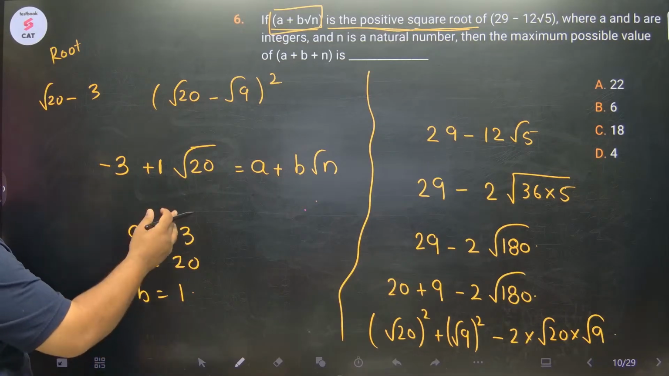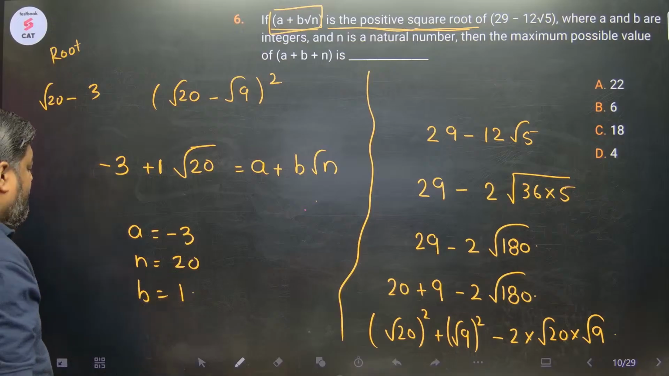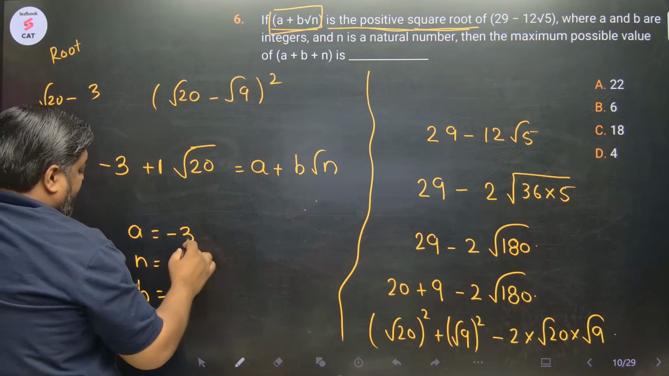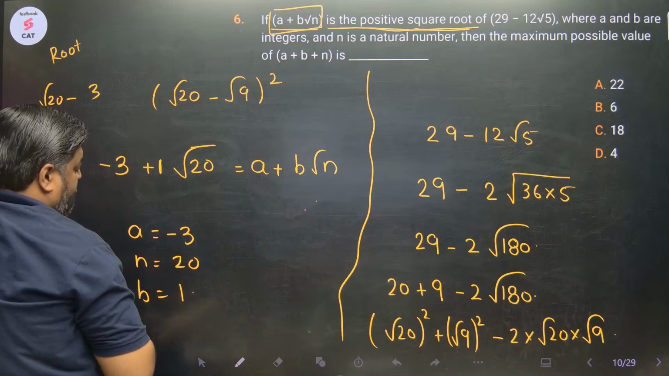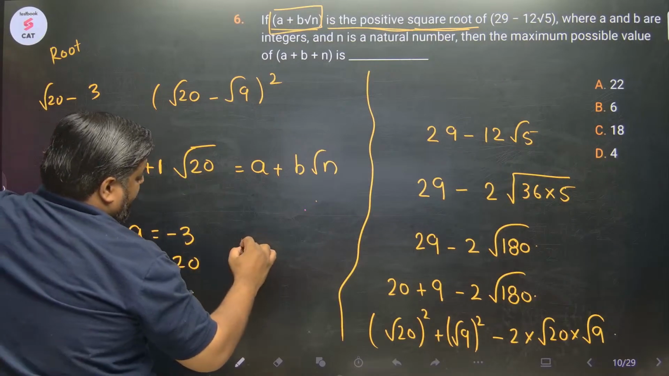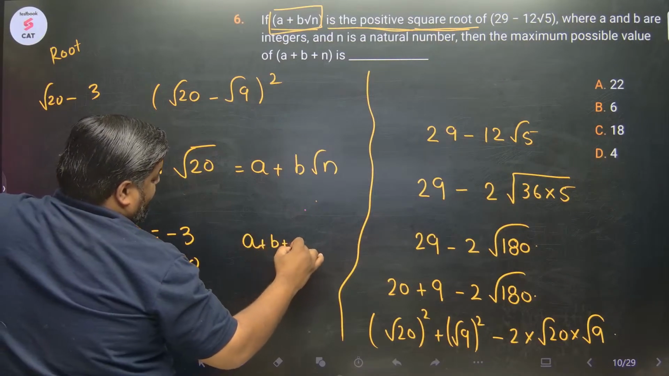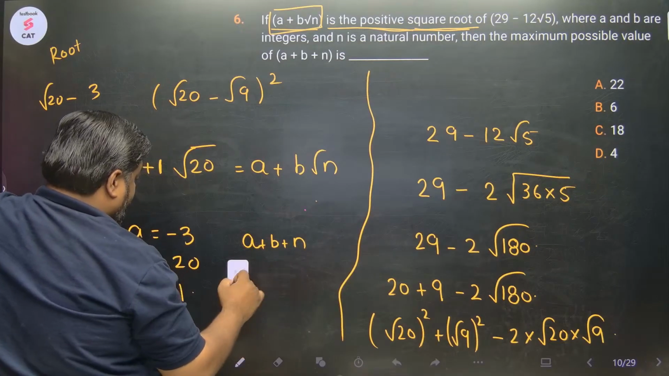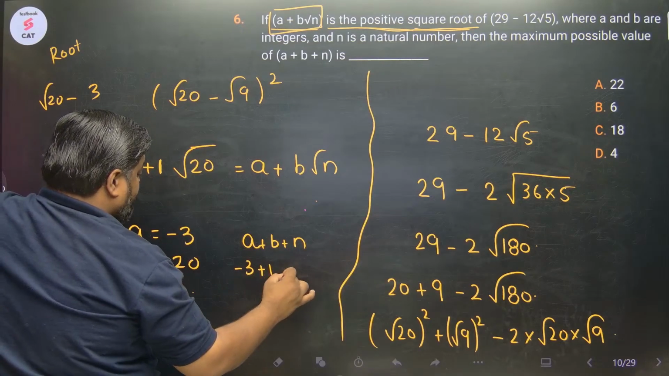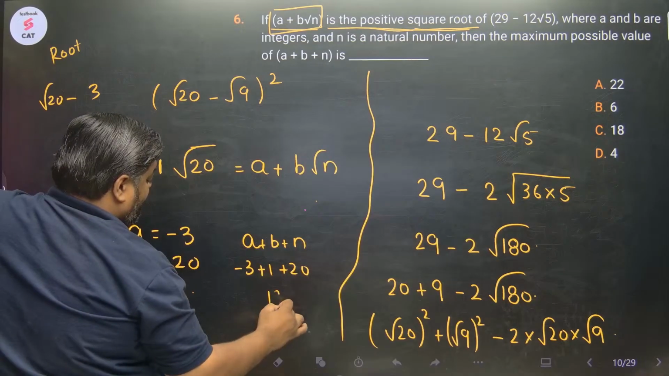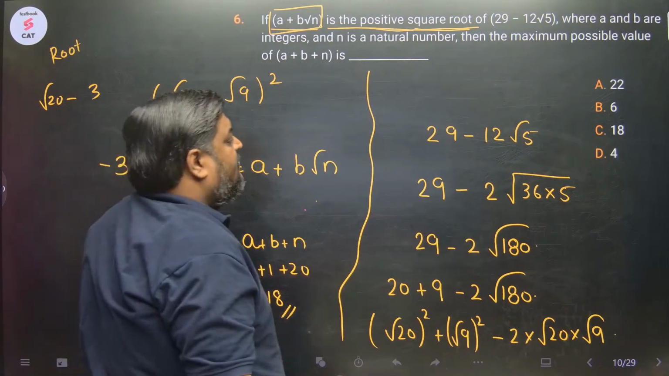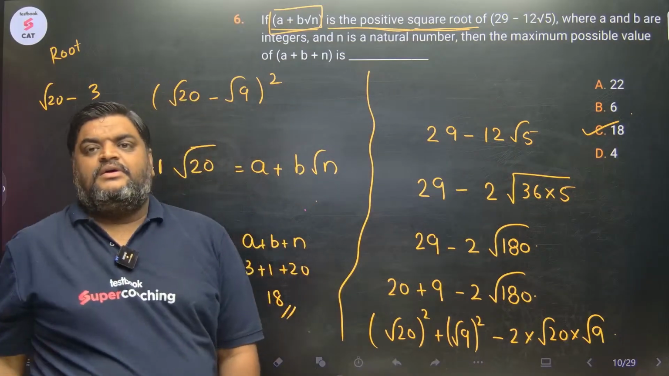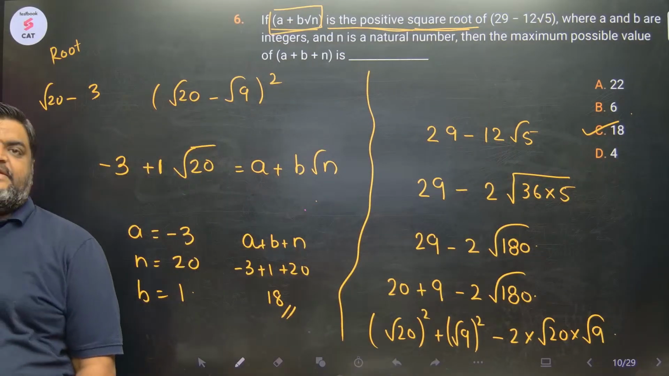So what is asked? A plus b plus n. So minus 3 plus 1 plus 20. So a plus b plus n is minus 3 plus 1 plus 20. This is 18. Option C is the right answer. Say yes sir.